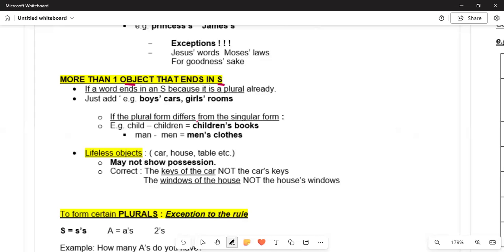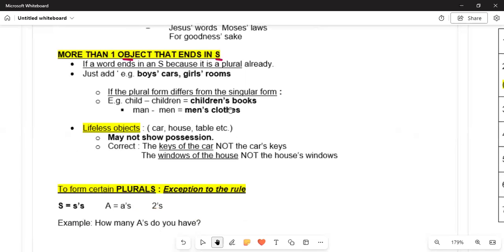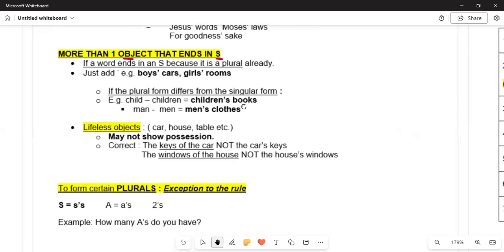Just an example here: boys. We cannot use an apostrophe and then put an S; that would be wrong. So boys' car, girls' room: the apostrophe is placed after the S and then the word follows. If we move on, if the plural form differs from the singular form, for example, child and children, they are many. Another example, man and men's, shows the singularity and plurality. You can learn more about plural and singular.